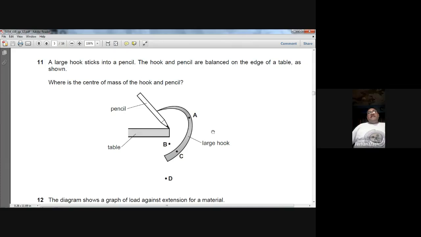The reason is that the center of the mass of the object is under the point of support. So here the center of the mass should be B, which is right under the support point. This is the support point, this is the center of mass. So B is the option.